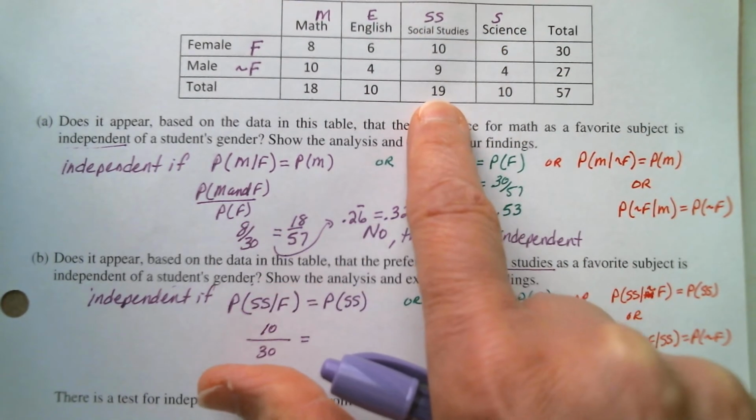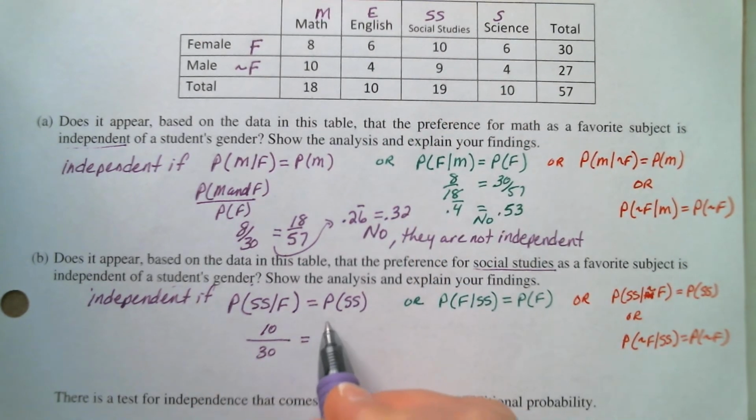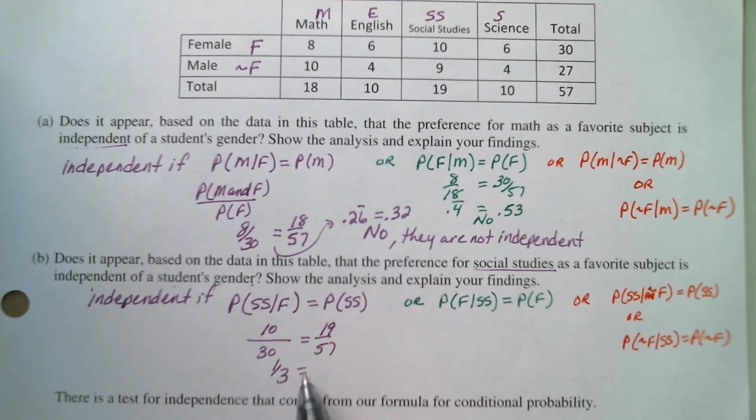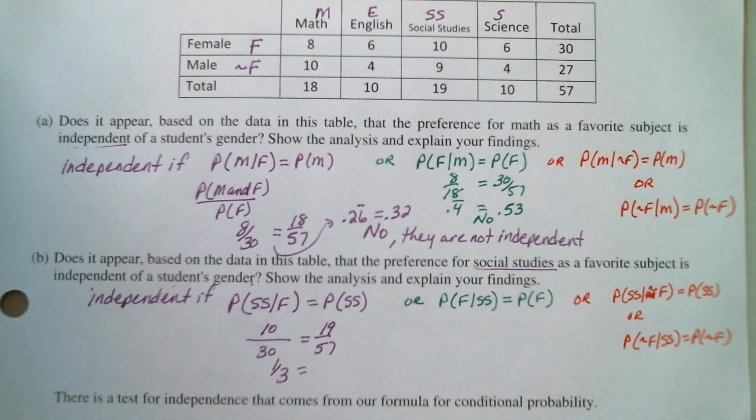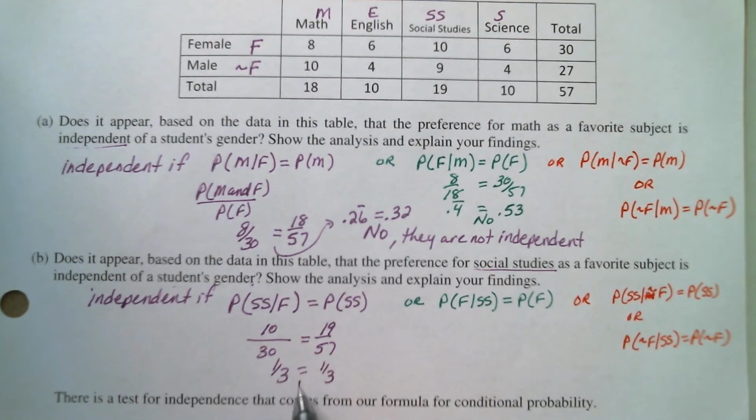So total for social studies is 19 out of the total 57. You know that's 1/3 or 0.3 repeating. And 19 divided by 57 is 1/3. So in this case, yes, they are independent.